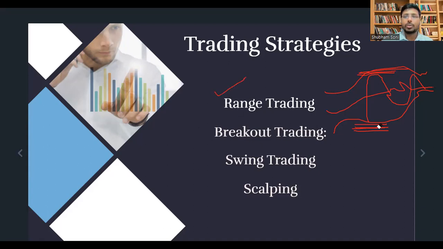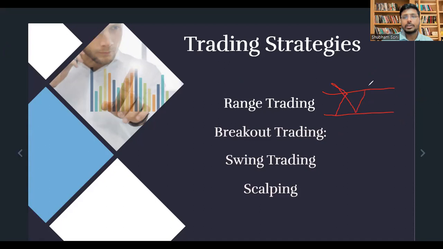People also do breakout trading. Breakout trading is when a currency pair breaks out from a channel. So if, let's say, this is a currency and this is trading in a channel, and then suddenly a movement comes and a breakout happens, people also trade this breakout. Swing trading, where people hold for, let's say, 1 or 2 days and then try to make the profit.